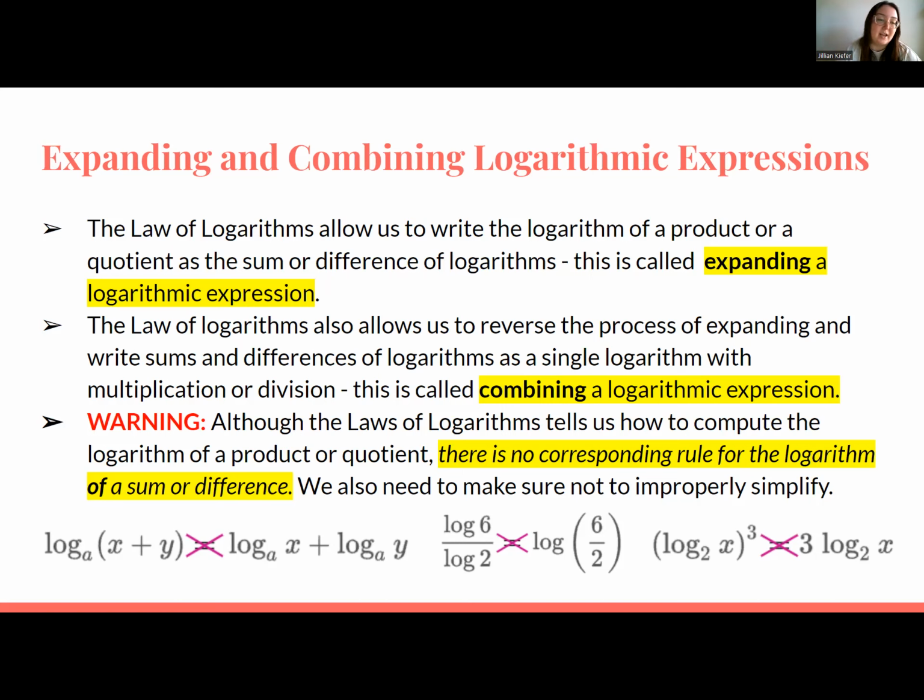All right, so saying that, lastly, we do have a warning. Although the laws of logarithms tell us how to compute the logarithm of a product or a quotient, there is no rule for a logarithm of a sum or a difference.